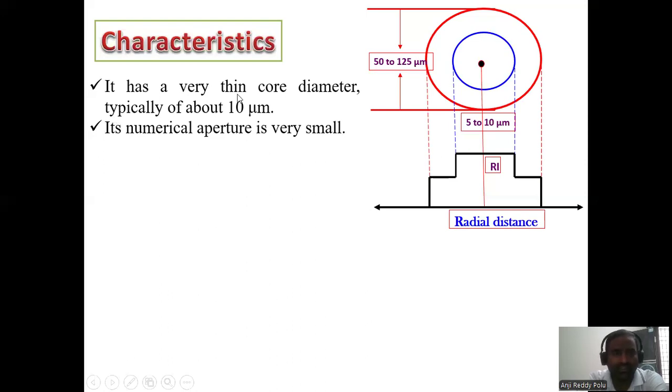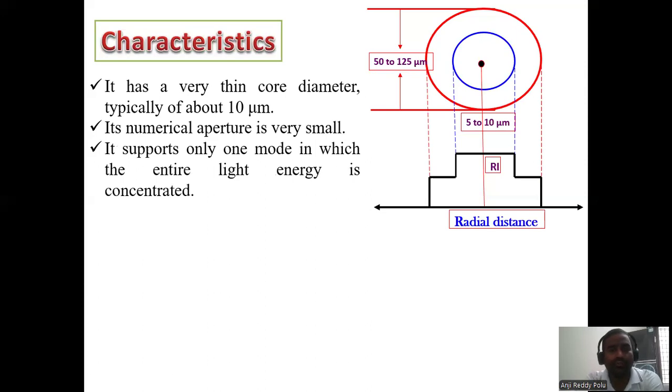Okay, and it has a thin core diameter typically of about 10 micrometers. Because we are sending only one light ray, the diameter is very small, and its numerical aperture is also very small. The numerical aperture, that means light gathering capability at the output, is also small. It supports only one mode in which the entire light energy is concentrated, that is moving in only one mode.